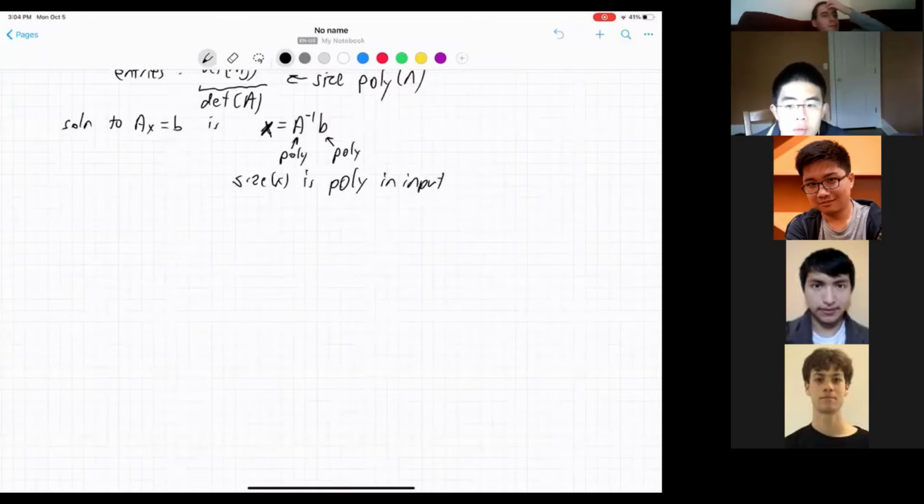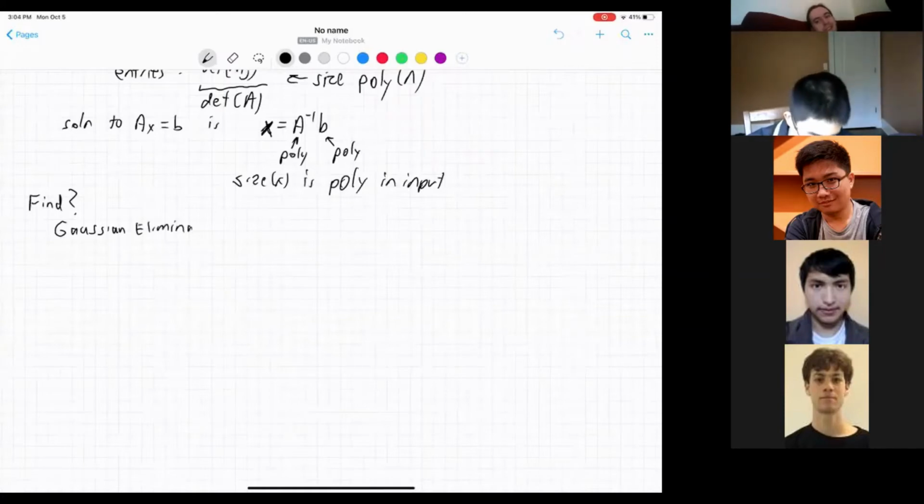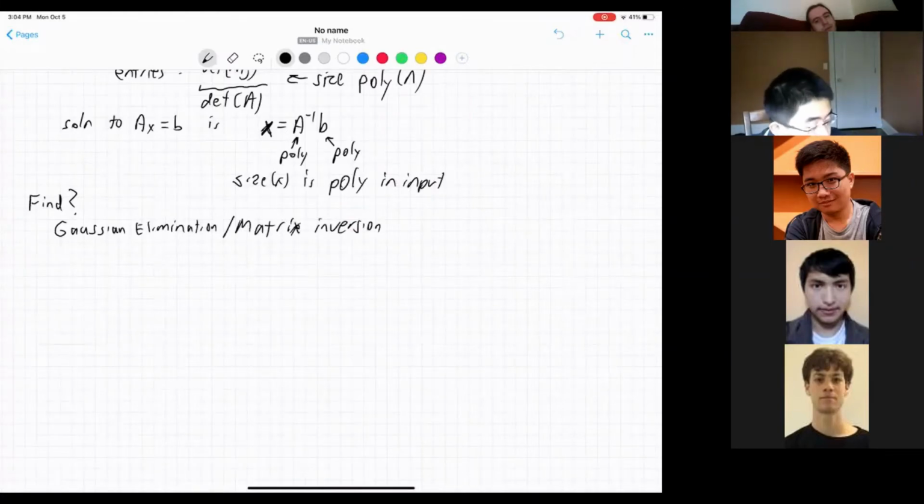Now we know how to write down and check. How do we actually find a solution? What did you learn in your linear algebra classes? Inverting a matrix is probably a bad idea, but you can do that. Alternatively, Gaussian elimination is a good option. So we have Gaussian elimination, or matrix inversion.